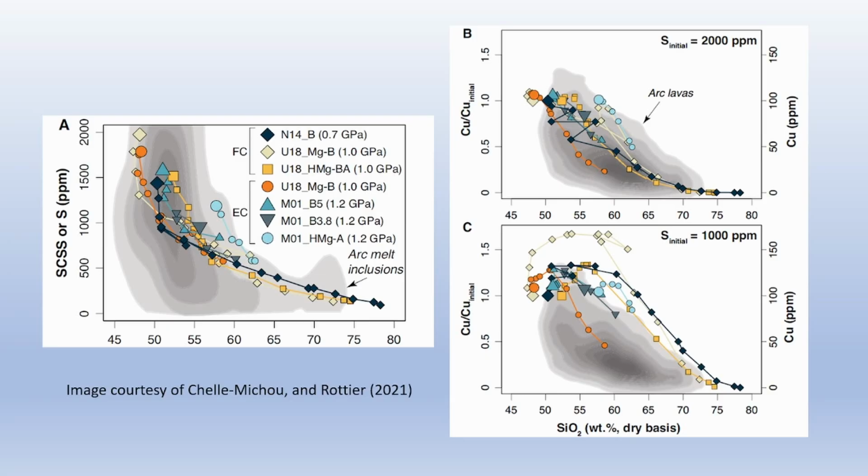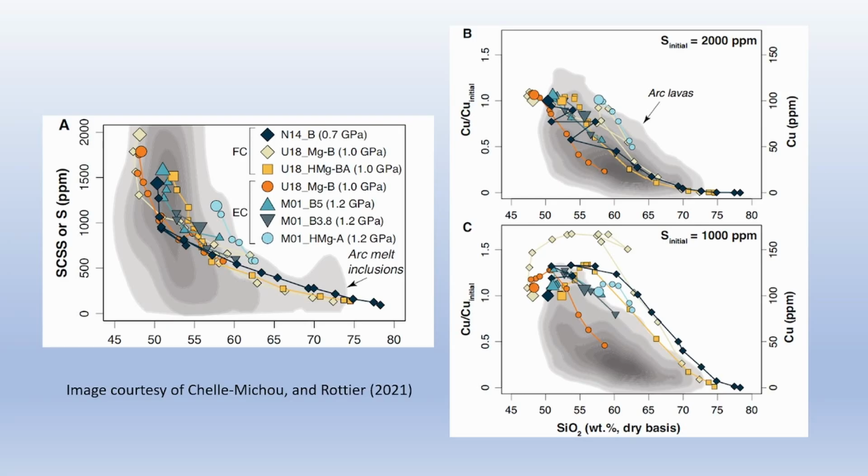The curve here shows the sulfide concentration at sulfide saturation, SCSS for short. So as silica increases, the magma holds less and less sulfur. So when it saturates early at low silica, it locks up more copper deep in the crust. That means by the time the magma gets near the surface, a lot of copper is already gone. It's trapped in solid sulfides far below.